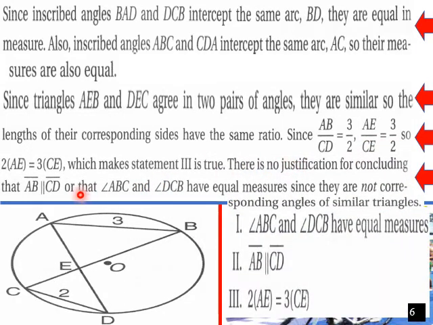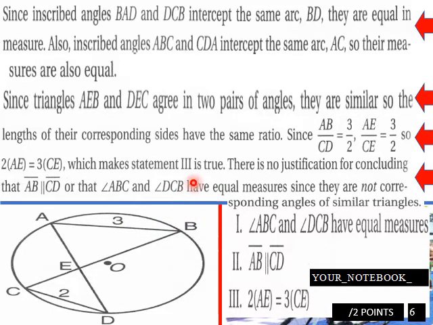So 2 times AE equals 3 times CE, which makes statement 3 true. Statement 1 is not true, since they are not corresponding angles of similar triangles. So in that situation here, this is the actual true statement of this situation.